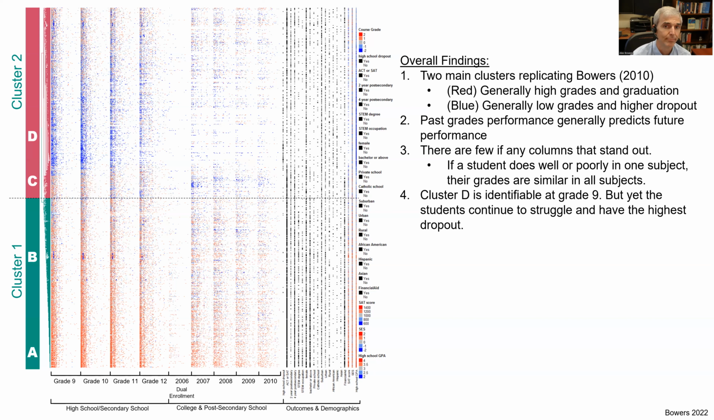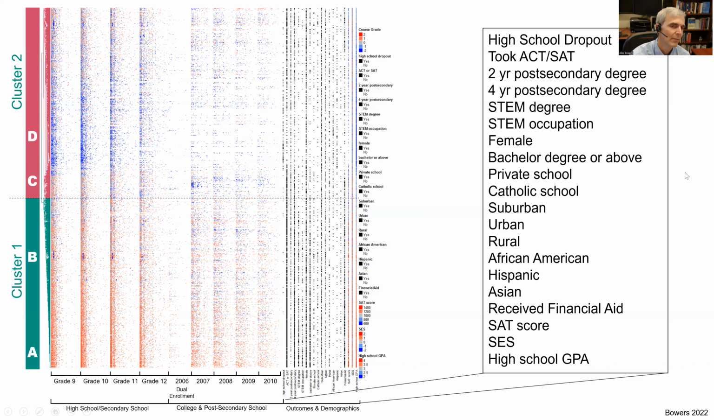And our other big finding is that cluster D is identifiable at grade 9. These students, as you can see, are blue, so they have low grades at the beginning of grade 9. This is easily identified, and the students continue to get low grades. There's no big cluster of low graded students who then rise over time. So these students struggled from the beginning and continue to struggle.